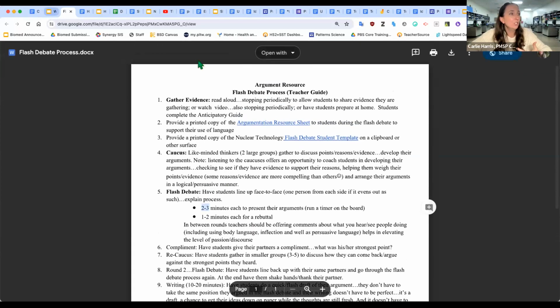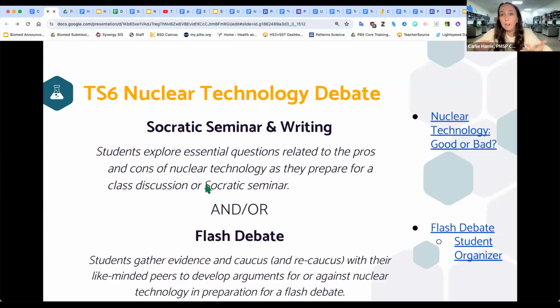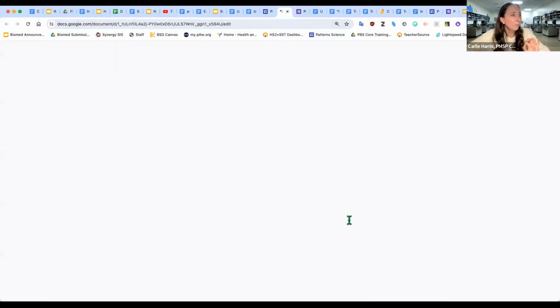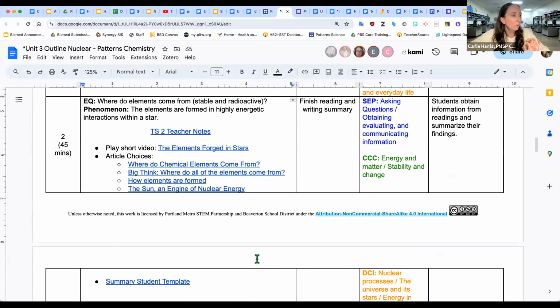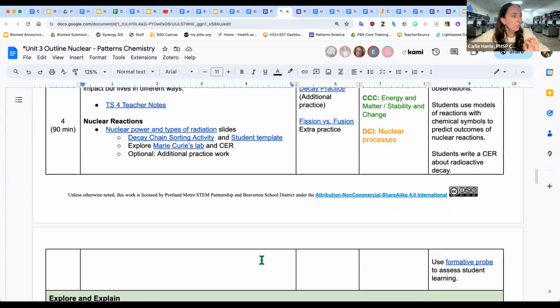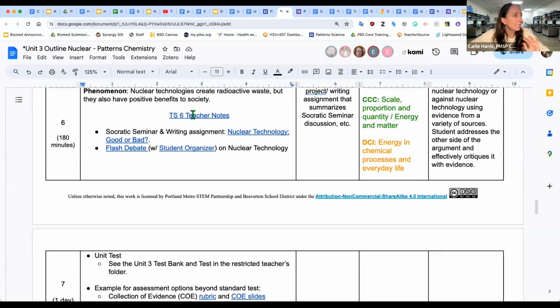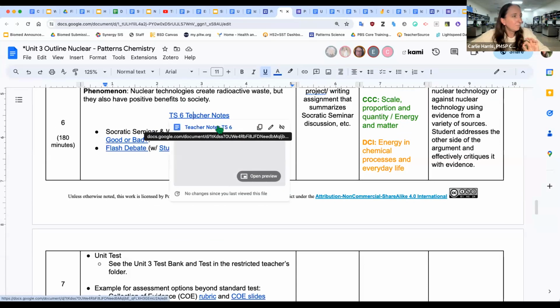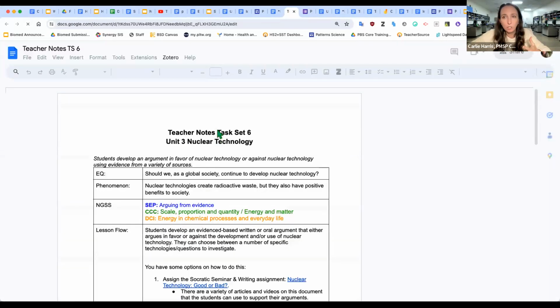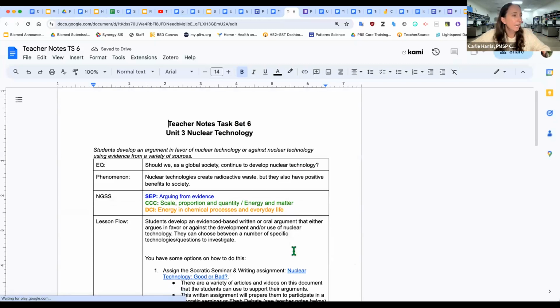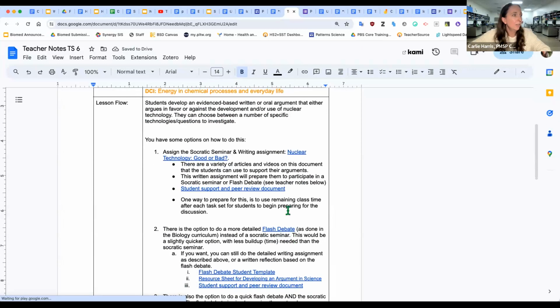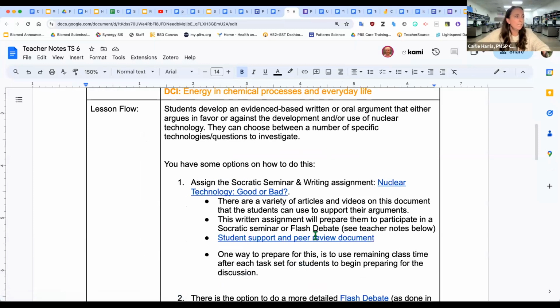And you can do this as students are preparing for a more formal Socratic seminar. Okay, so we have a lot of notes for you about how you can organize this. I'm going to go down to the teacher notes for task set 6 right here. We have organizers for students in the flash debate. So again, here are the different options.